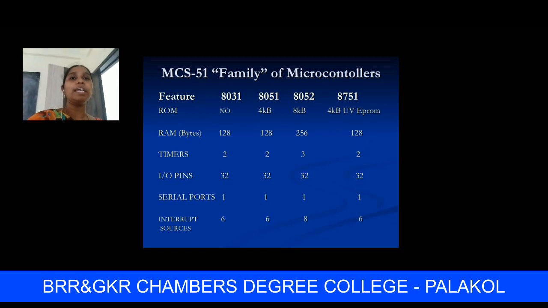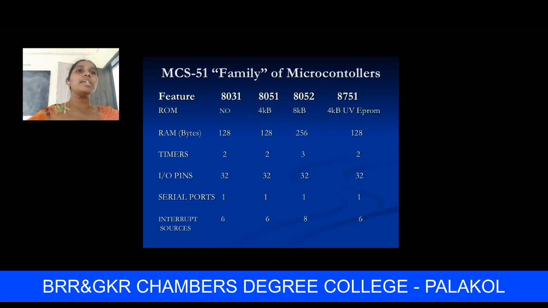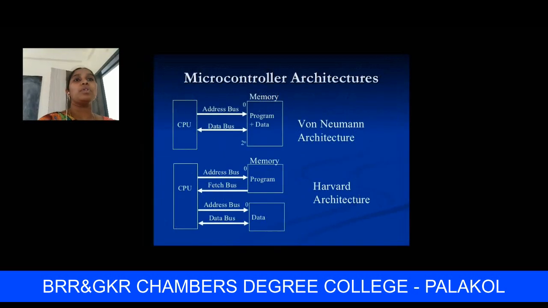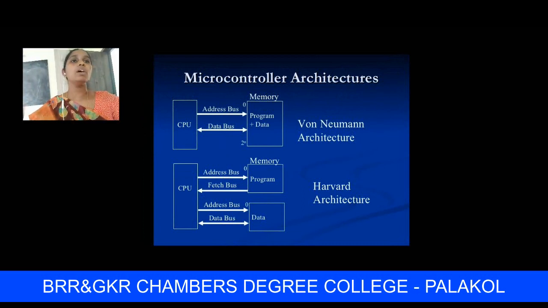Next, coming to the interrupt sources. 8031 has 6 interrupt sources, and 8051 also has 6 interrupt sources, 8052 has 8 interrupt sources, 8751 has 6 interrupt sources. Next, coming to the architectures. Here microcontrollers use two types of architectures. Those are Von Neumann architecture and the Harvard architecture.